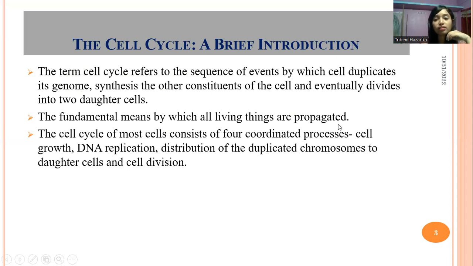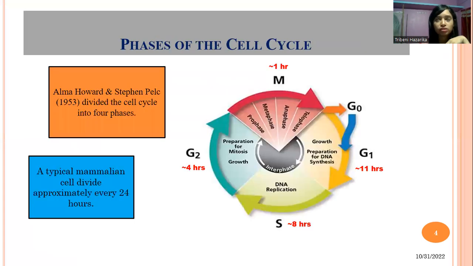In unicellular organisms, each cell division produces an additional organism, whereas in multicellular organisms, repeated cycles of cell growth and division are required. Thus the cell cycle consists of four coordinated processes, that is cell growth, DNA replication, distribution of the duplicated chromosomes to daughter cells, and cell division. So this is all about the cell cycle and its necessity in brief.